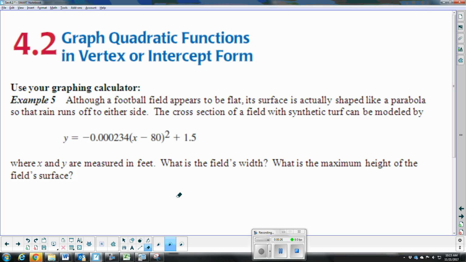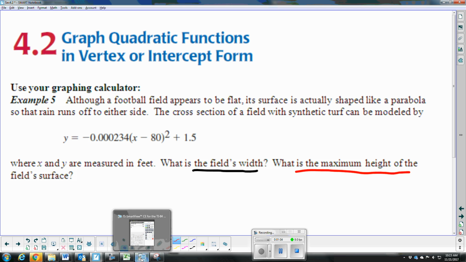So the example is that although a football field appears to be flat, its surface actually is shaped like a parabola so that the rain runs off either side. The cross-section of the field with the synthetic turf can be modeled by this equation, y equals negative 0.000234 times (x minus 80) squared plus 1.5. X and y are measured in feet. The question is, what's the field's width? And then secondly, what is the maximum height of the field surface?